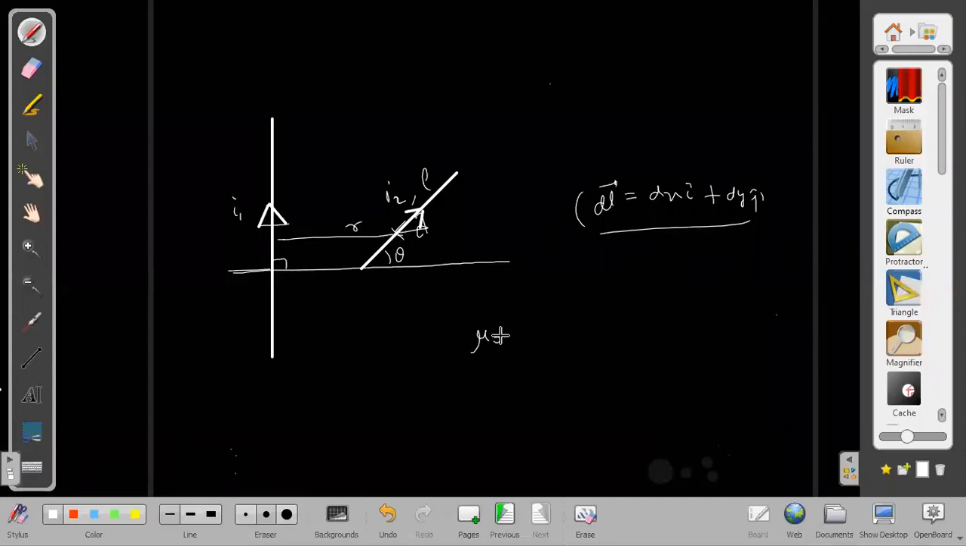Then I think the formula is mu naught into I1. What is the formula? First of all, I dL cross B I can apply directly: I2 into dL along this side cross B. B due to I1, at a distance x. Let us call it x because I am taking dx now. So B1 will come out to be mu naught into I1 by 2 pi x.